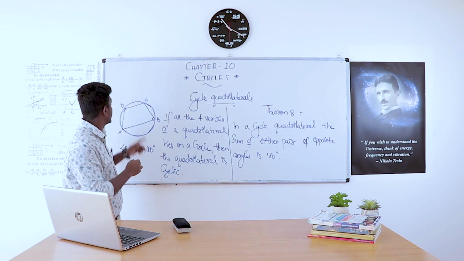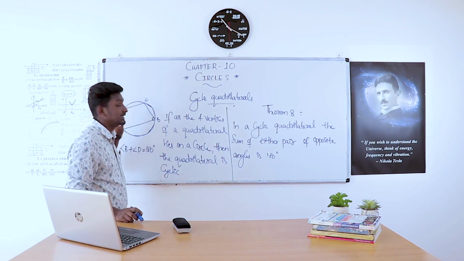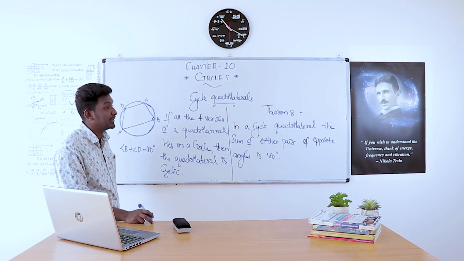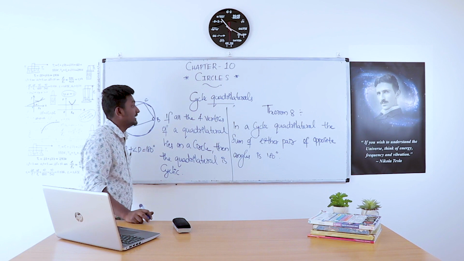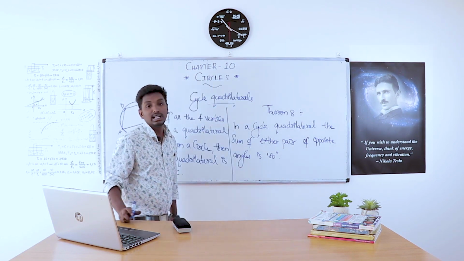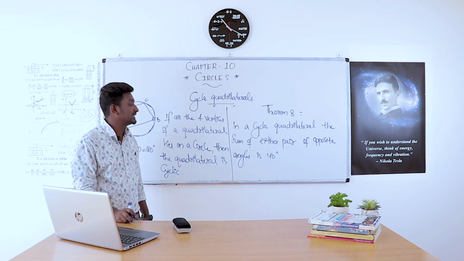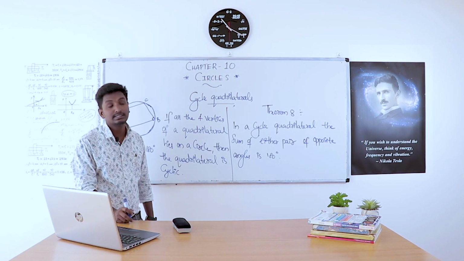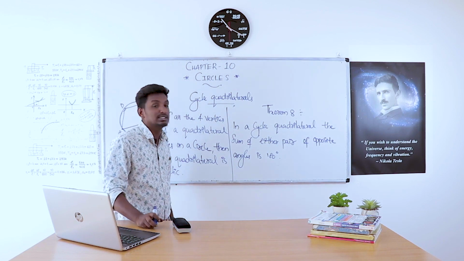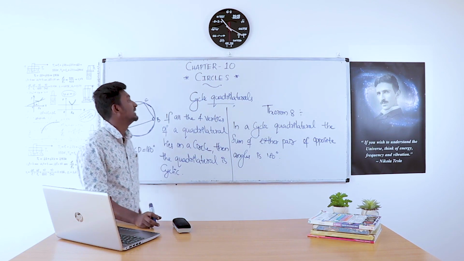That means the sum of opposite angles is supplementary. The sum is 180 degrees. Therefore, opposite angles can be called supplementary. So, in a cyclic quadrilateral, either pair of opposite angles is supplementary. Otherwise, we can say that the sum of either pair of opposite angles is 180 degrees.